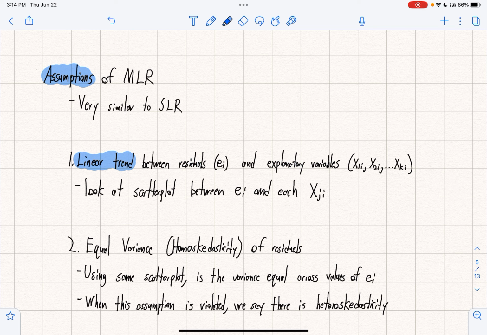In the last chapter, we were looking at the linear trend between residuals and predicted values, but here we actually have to do it for each explanatory variable. So we'll create a scatter plot between the residuals and each of the explanatory variables x. The second is equivariance, which is called homoscedasticity or constant variance. We'll use the same scatter plots as before and hope the variance is constant across values. When this assumption is violated, we say there is heteroscedasticity.